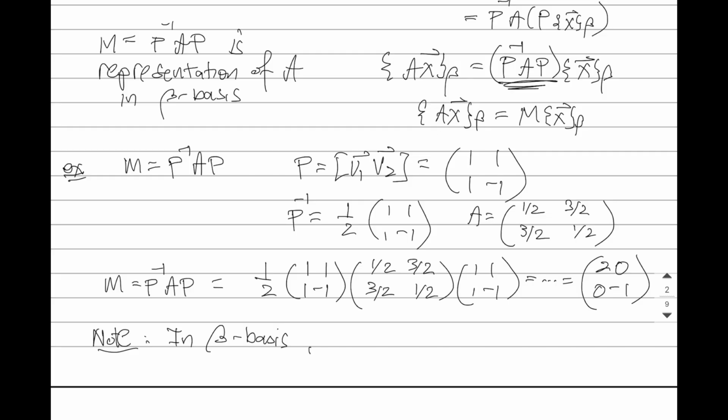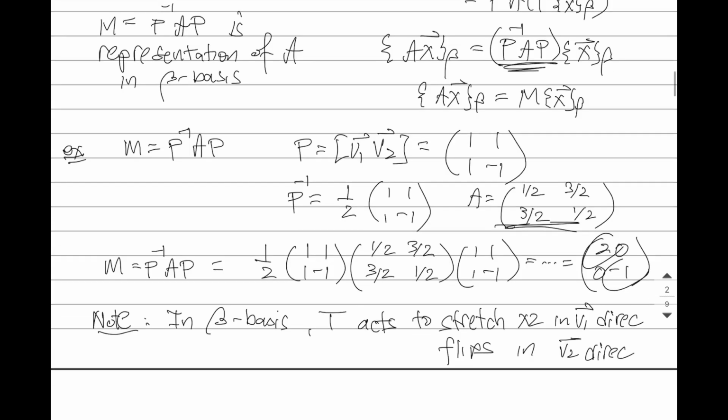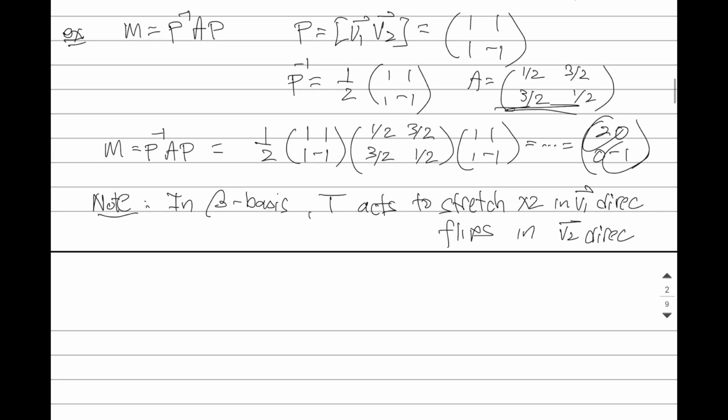So in this B basis, the transformation acts to stretch by 2 in the V1 direction because of this entry there, and then it flips in the V2 direction because of this entry here. It was not obvious from the standard basis what that transformation was going to do. Making a switch of basis clarified for us what it is that this matrix does. Now that's going to turn out to be very important.